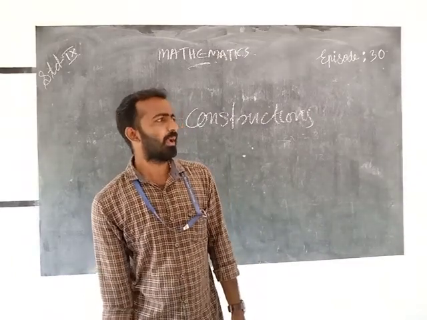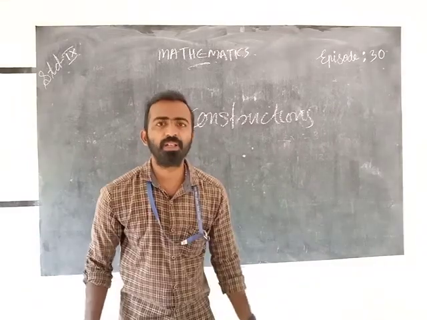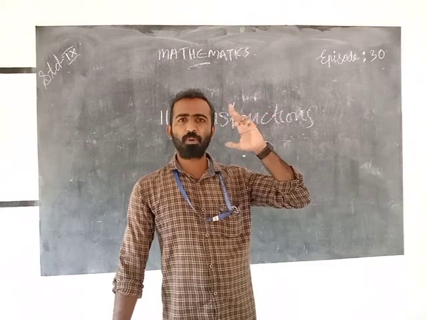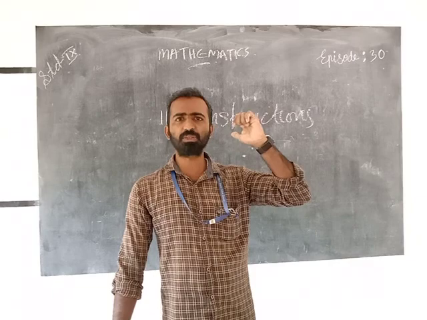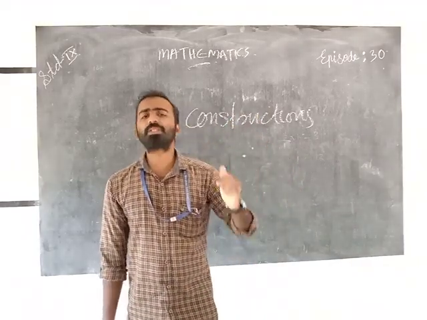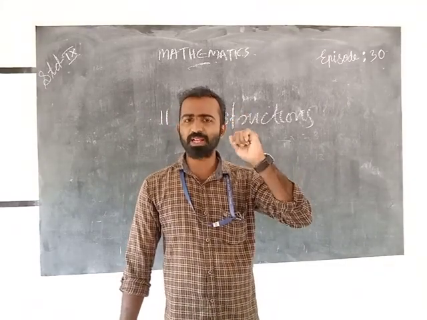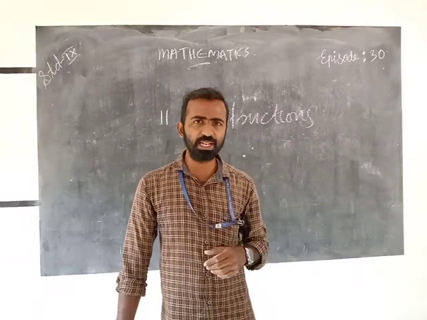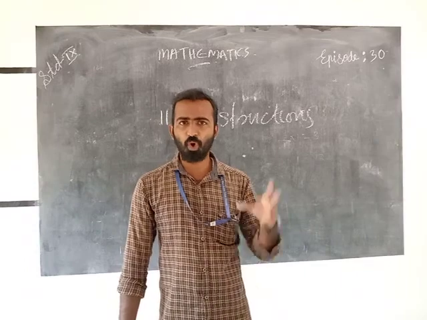What are the materials in the geometry box? There is a scale, pencil, protractor, and set squares. There are two types of set square: one is 90, 60, 30 degrees, and the other is 90, 45, 45 degrees. Next are the divider and compass.